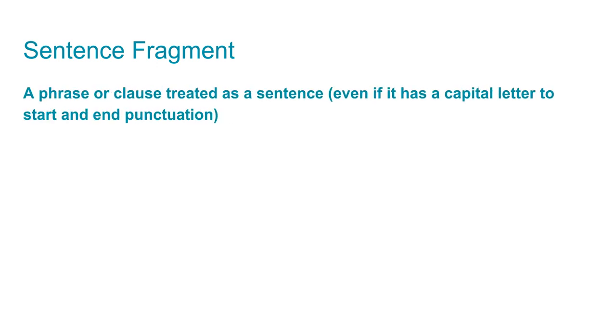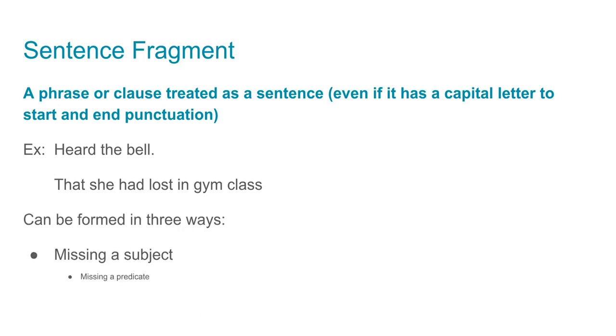A sentence fragment, on the other hand, is a phrase or a clause, otherwise known as a group of words, that we treat as a sentence. We stick a capital letter on the beginning, and we put end punctuation on the end, and we let it stand all by itself. The problem is that these are not actual sentences. For example, "heard the bell." "That she had lost in gym class." These phrases and clauses are missing a subject, a predicate, or a complete idea. And that makes them sentence fragments instead of sentences.